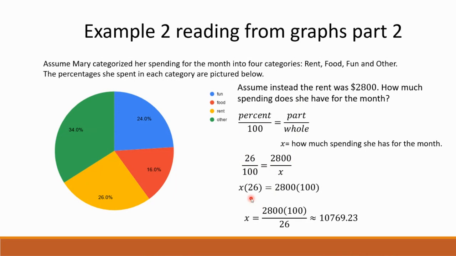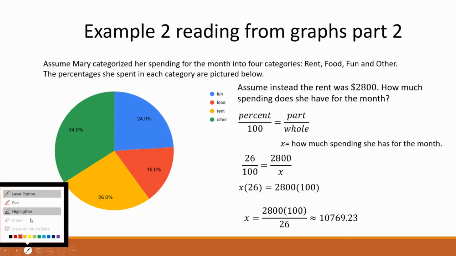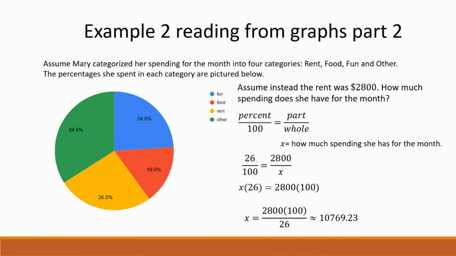And basically, solving for x, we divide by 26, and we get this, as you can see. I mean, maybe this will help. This might make it easier. Let me get that red. Here we go. Okay. Basically here what we did was we cross multiplied like so. That's how we got x times 26 on the left, and 2,800 times 100 on the right.